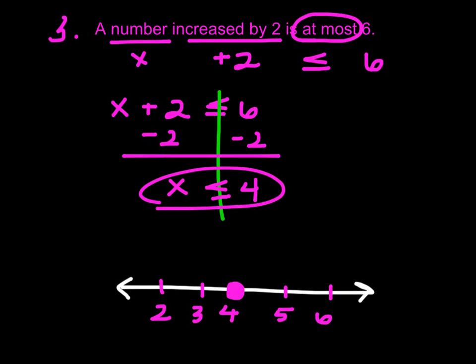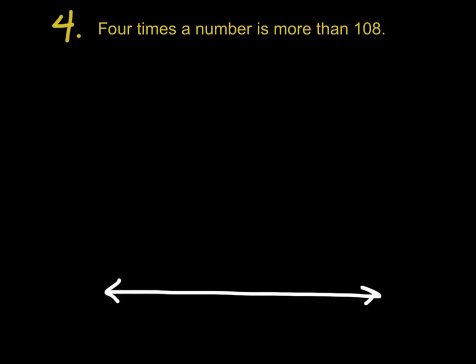And because it's less than, I'm looking for numbers smaller than 4. So I'm going to shade this one to the left to show that these are numbers smaller than 4. So this would be the solution for number 3. All right, same thing on number 4.